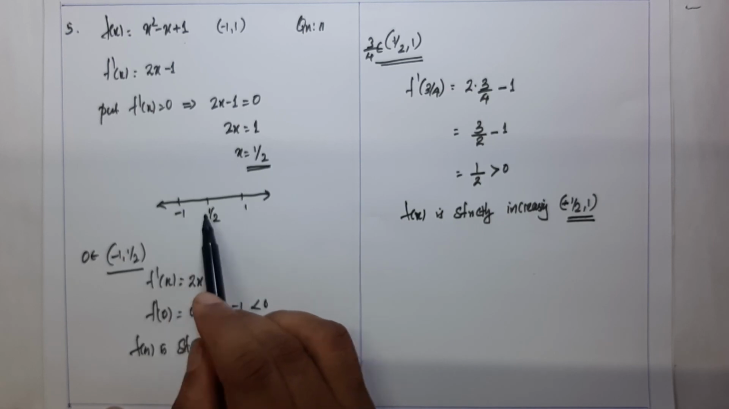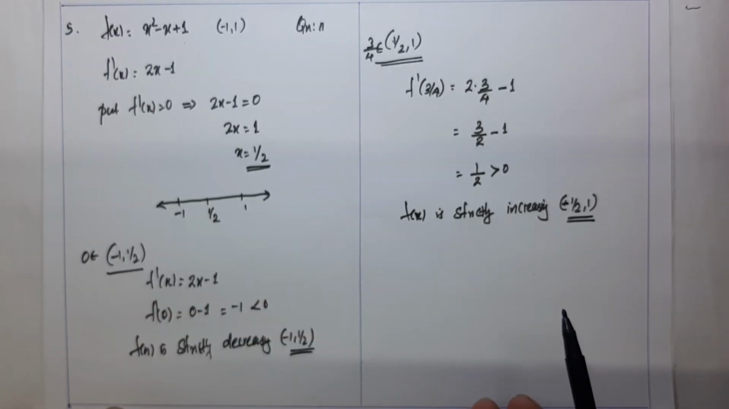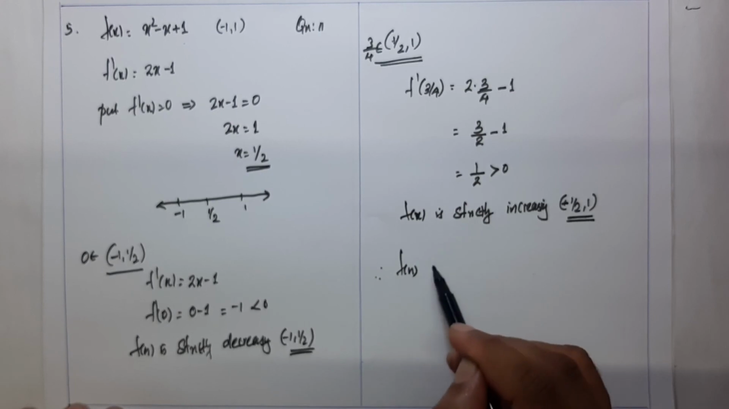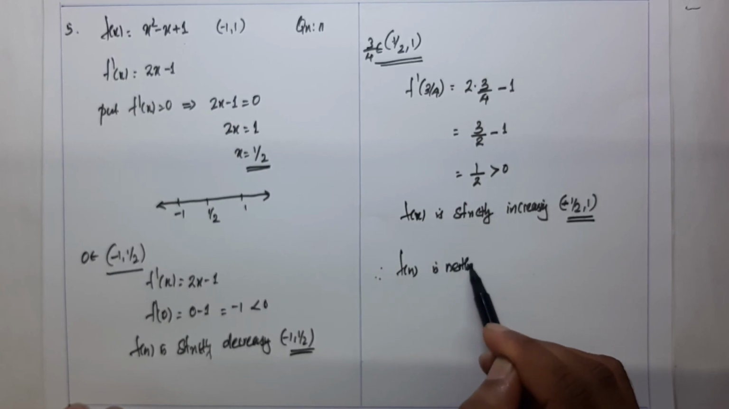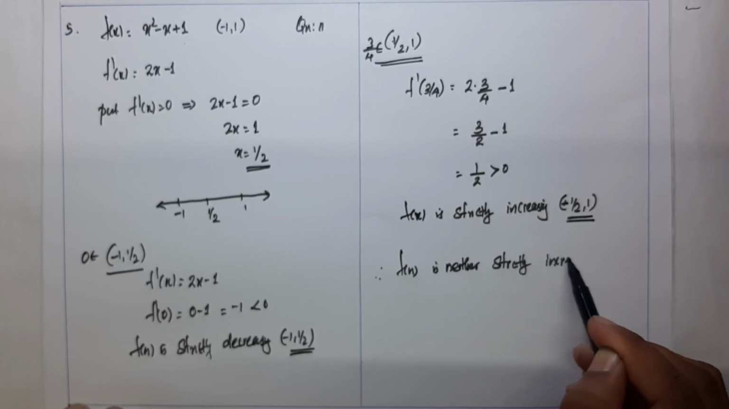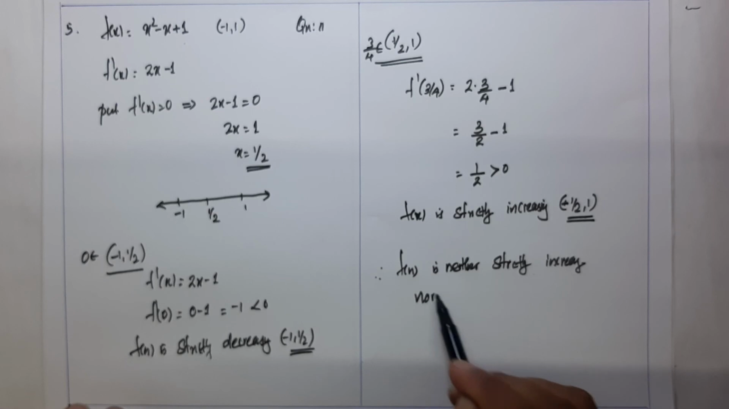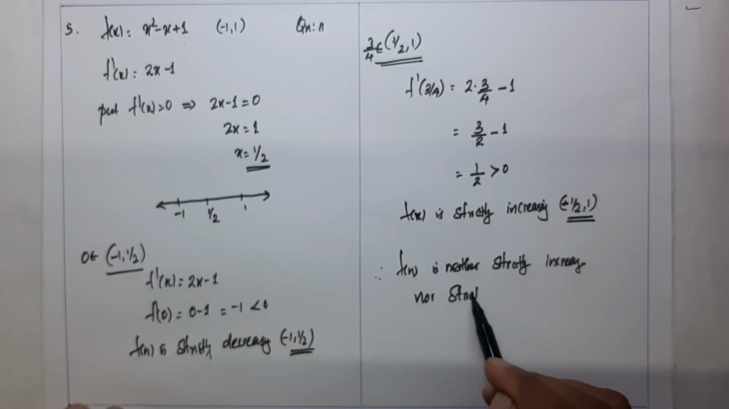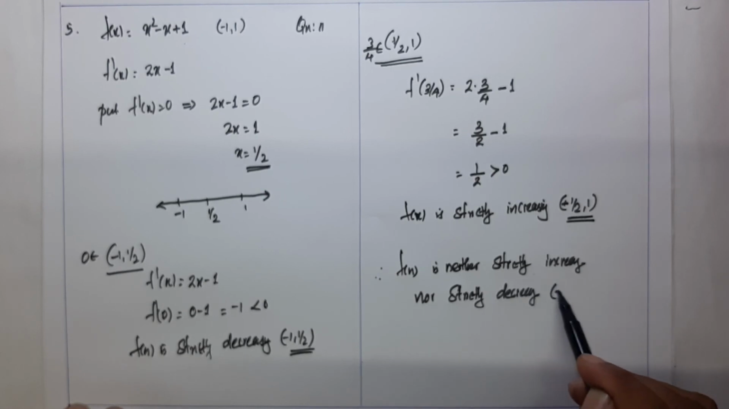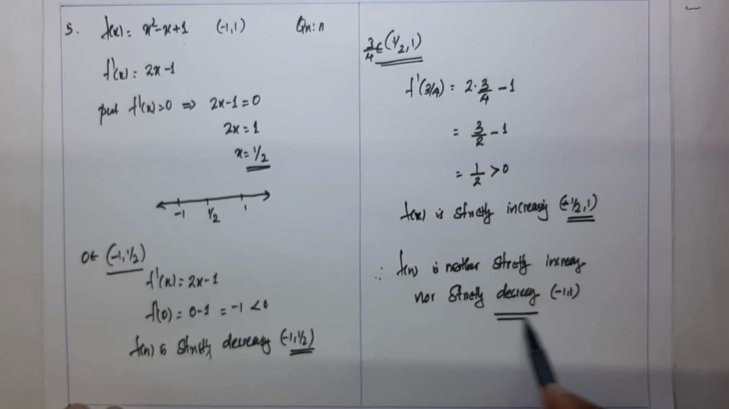But in the case where the first half is strictly decreasing and the second half is strictly increasing, in the whole interval we get the answer that f of x is neither strictly increasing nor strictly decreasing. Therefore in the interval minus 1 to 1, our function is neither strictly increasing nor strictly decreasing. That's all.